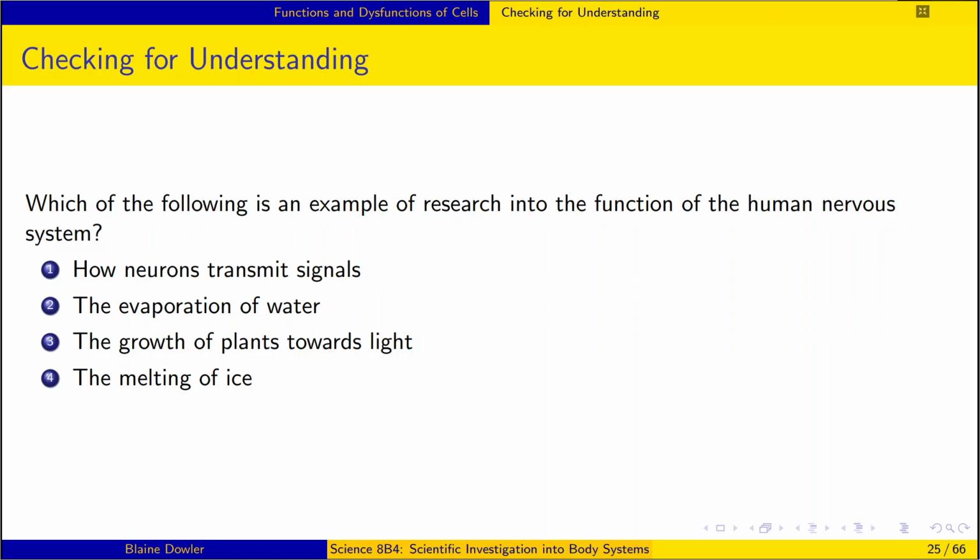Number 3, or the next question anyway. Which of the following is an example of research into the function of the human nervous system? Would it be how neurons transmit signals, the evaporation of water, the growth of plants towards light, or the melting of ice? Pause now if you need more time. It is number 1, how neurons transmit signals. I admit the wrong answers here were not particularly good distractors.